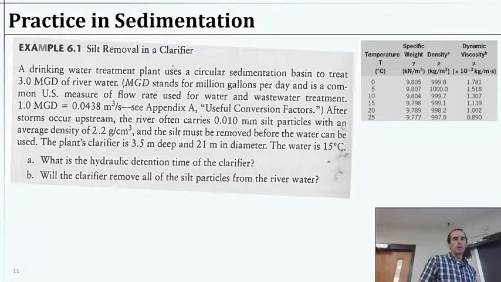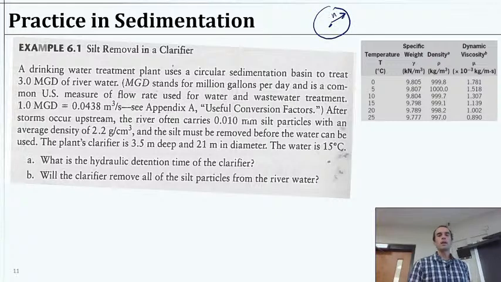This is example 6.1 in our book, and we're going to do silt removal in a clarifier. It says we have a drinking water treatment plant that uses a circular sedimentation basin. So real quick, we'll assume that's some sort of circular basin. Water's going to move out. We'll have some radius or maybe a diameter given. And in the case of a circle, instead of the area being length times width, it's just going to be pi r squared, or I guess you could say pi d squared divided by 4.